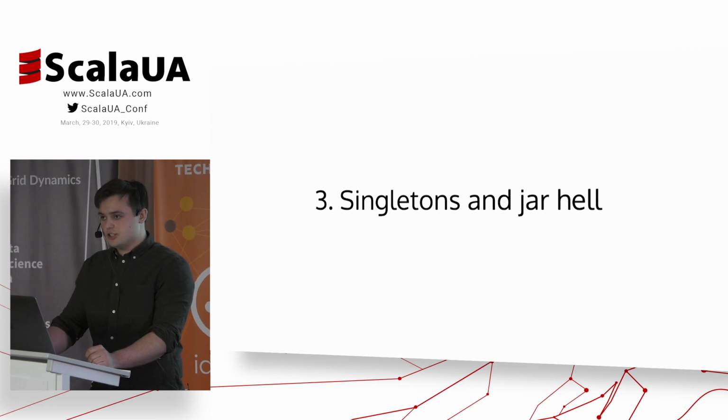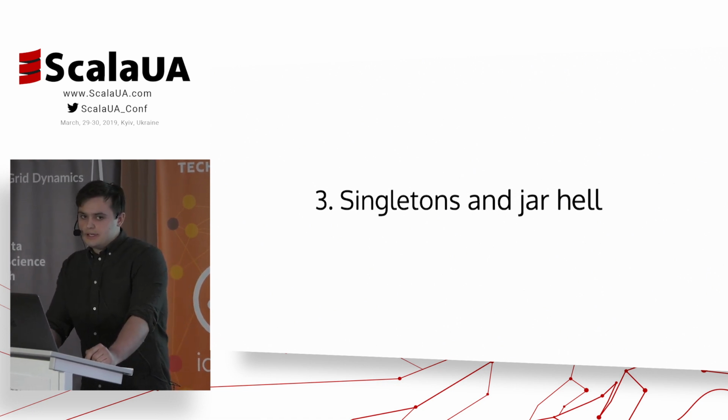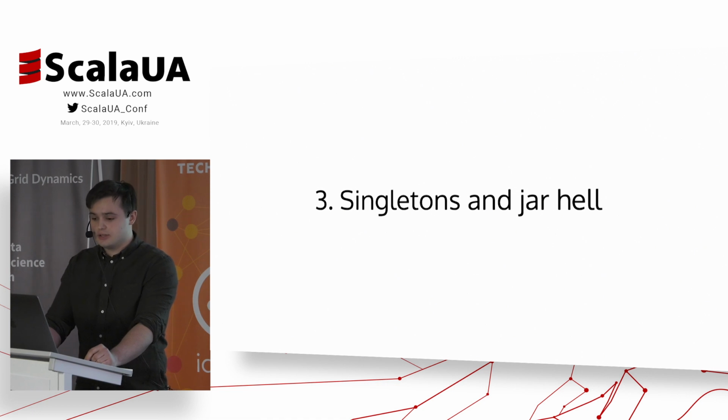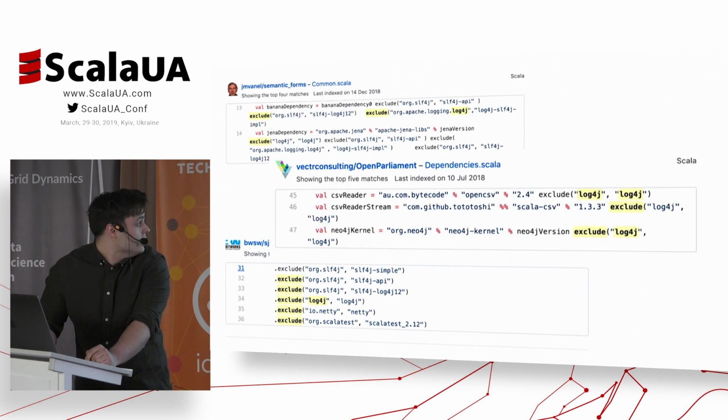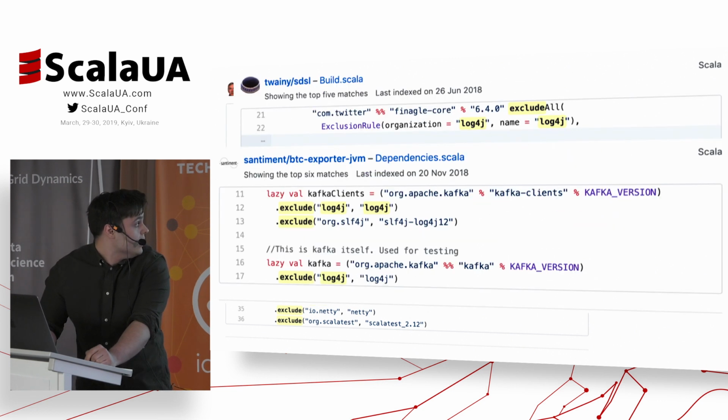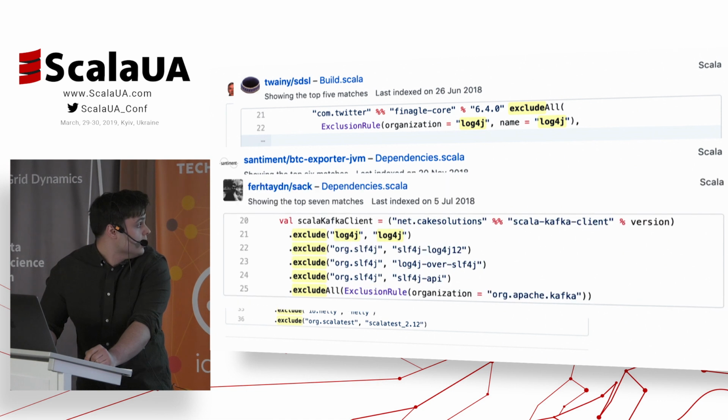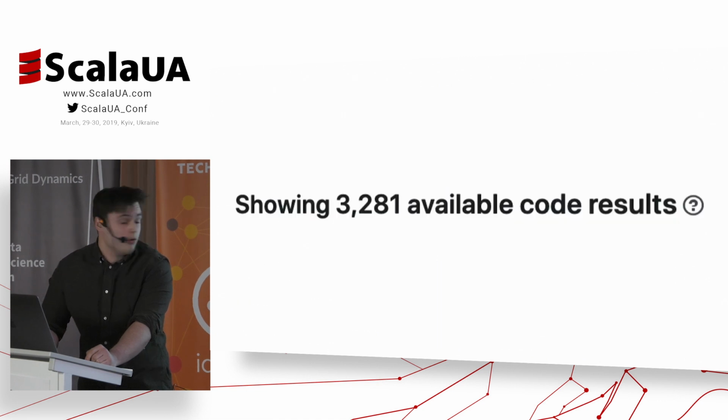The singletons and jar hell. If you build a system with isolated class loaders, there are singletons in Logback and SLF4J, and it's complicated to exclude them by yourself. And this one, this one, another one, and another one. Gosh, more than 3K results when you need to exclude by yourself.